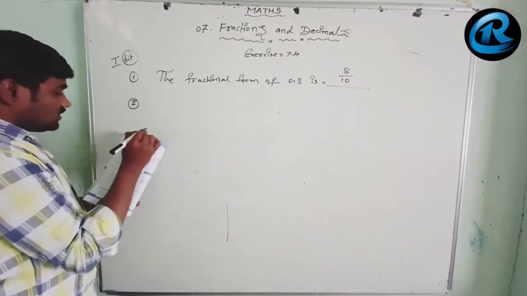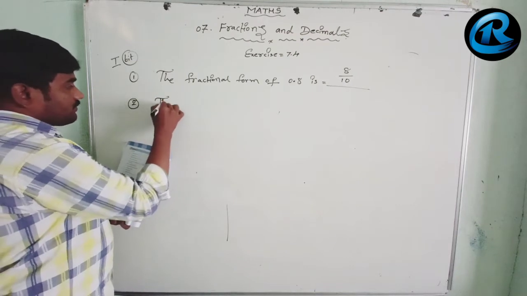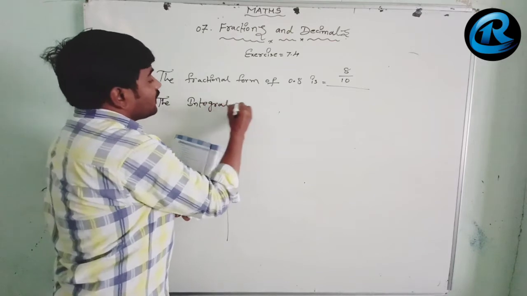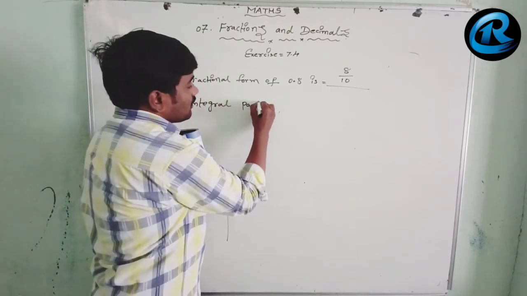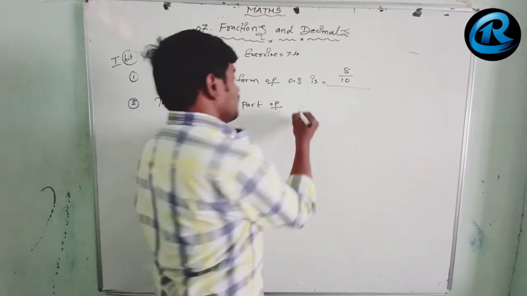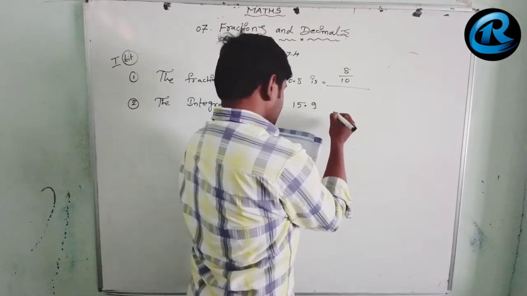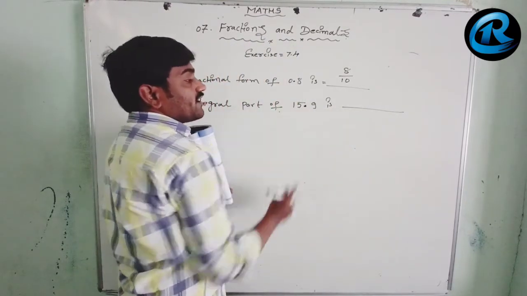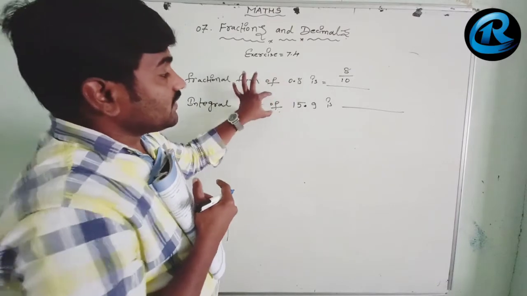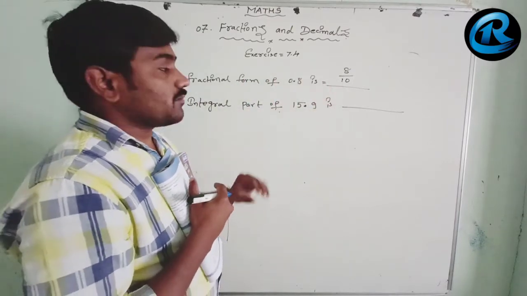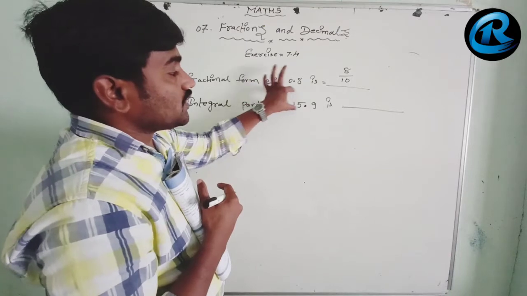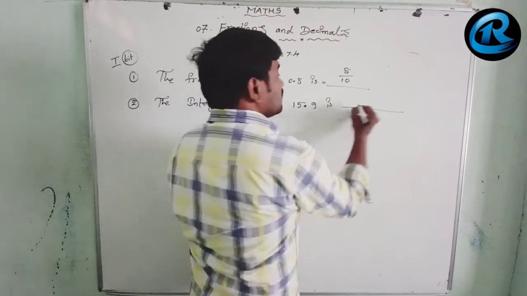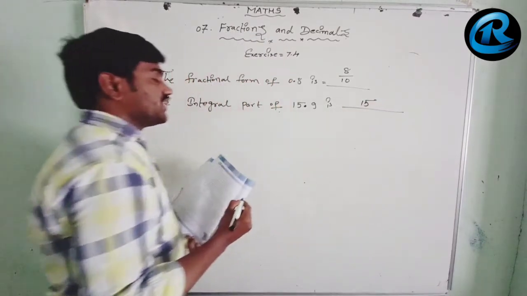So we have finished. Now, the integral part of 15.9. I told you what the integral part is. Here you will see, this decimal point divides this complete number into two parts. One is the integral part, the next one is the decimal part. The left side of the decimal point is known as the integral part. The right side of the decimal point is known as the decimal part. So here the integral part is 15.